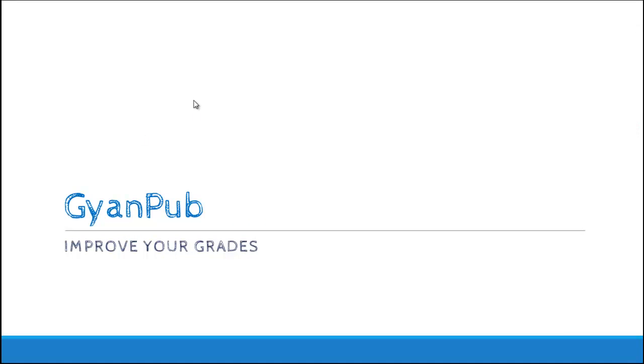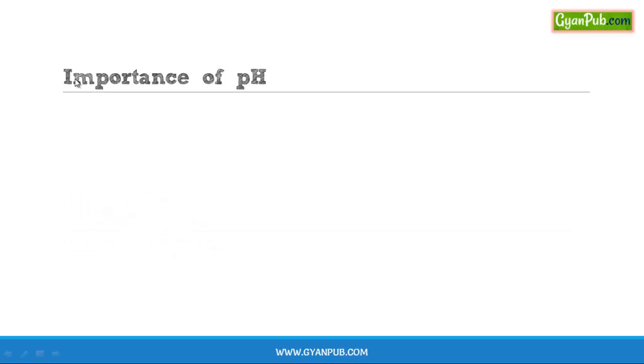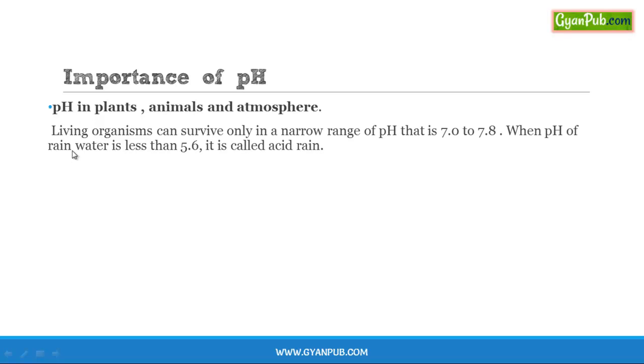Now, let us discuss the importance of pH in our daily life. We need to know the pH values of all the substances which we live with. The pH value for plants, animals and the atmosphere, for their healthy growth, should be in a narrow range. Living organisms can survive only in a narrow range of pH, from 7.0 to 7.8. If the value is less than 7.0 or greater than 7.8, it becomes difficult for living organisms to survive.